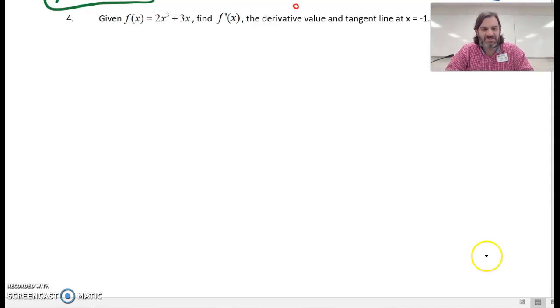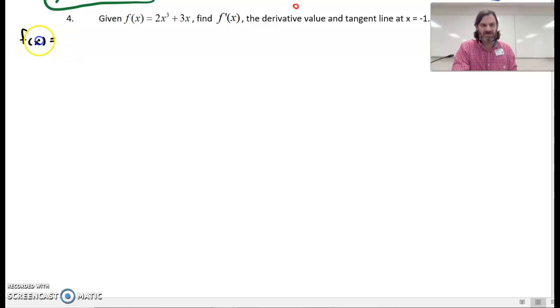Got a problem here. It's f of x equals 2x cubed plus 3x, and we're going to find the derivative, which we'll call f prime of x, and we're going to find the tangent line at x equals -1. Now it's not a hard problem, but it is a time-consuming problem.